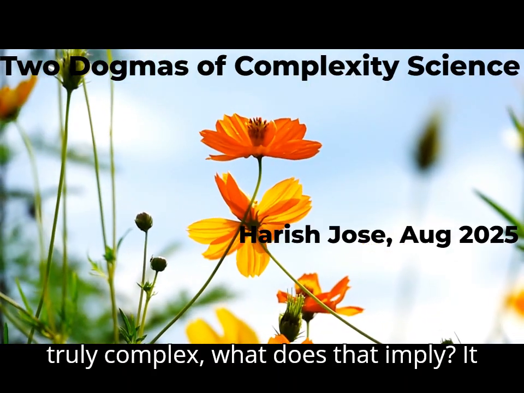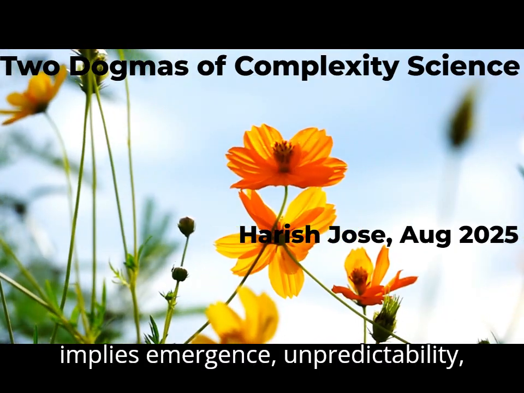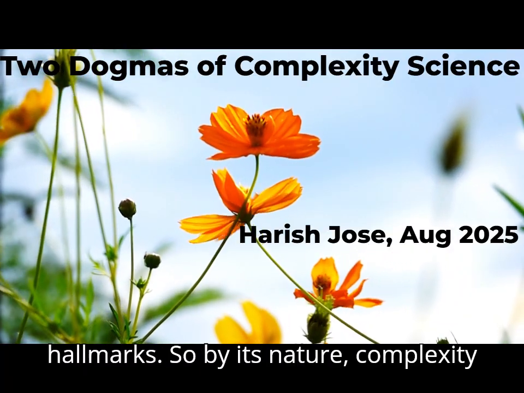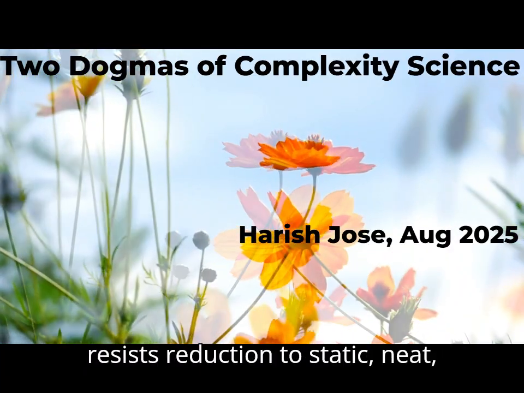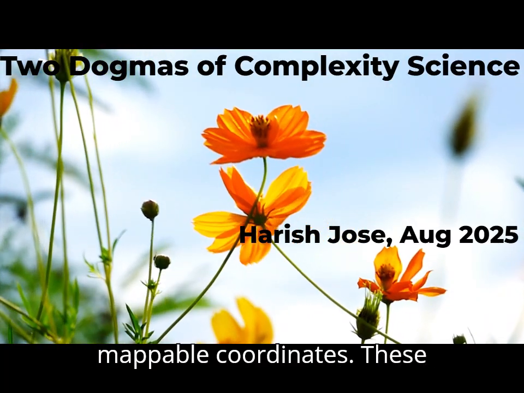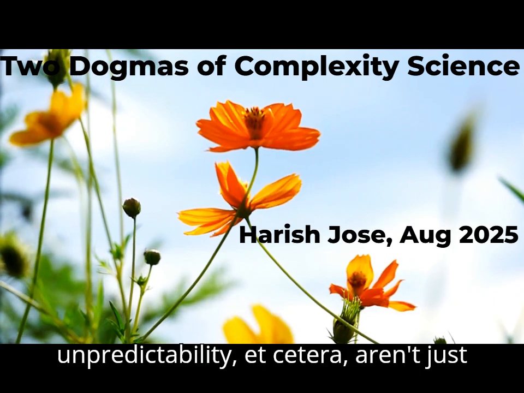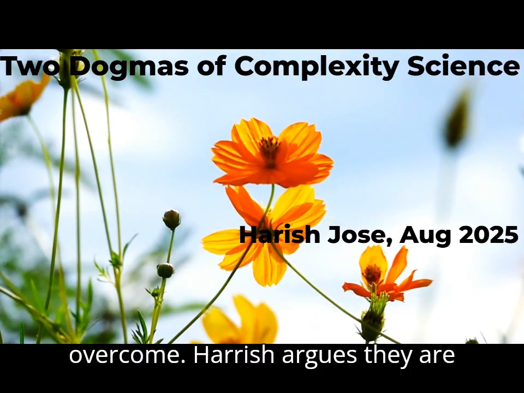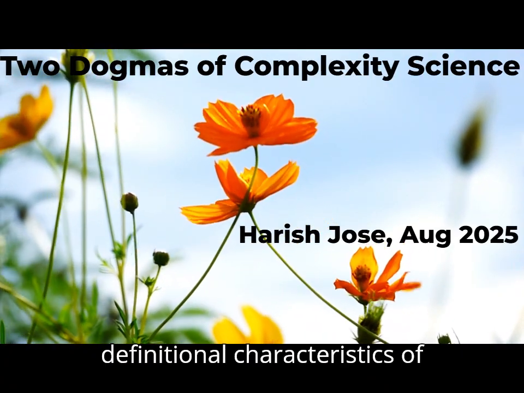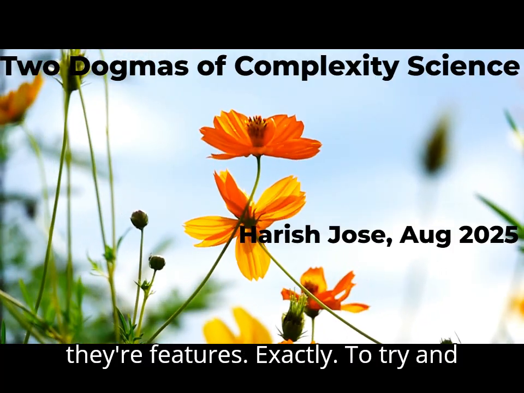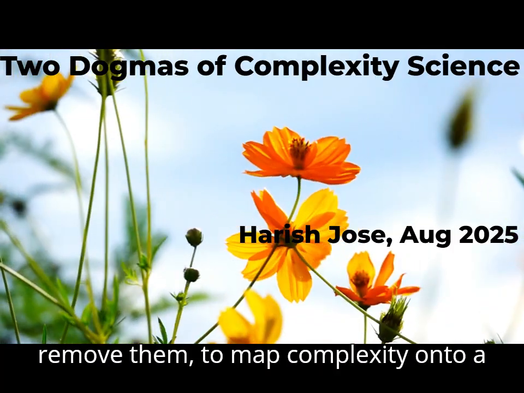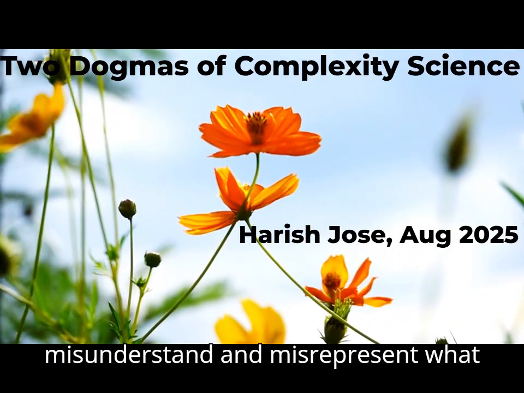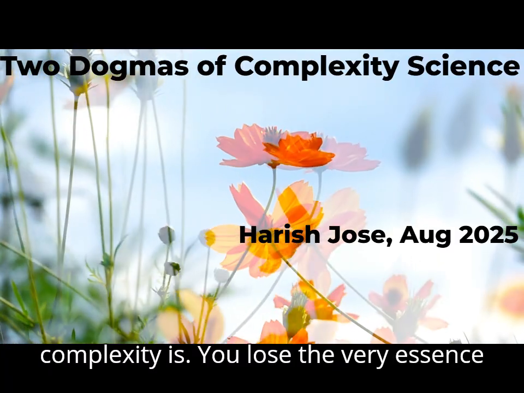Well, if something is truly complex, what does that imply? It implies emergence, unpredictability, context sensitivity, observer dependence, nonlinearity. Right. Those are the hallmarks. So by its nature, complexity resists reduction to static, neat, mappable coordinates. These characteristics, emergence, unpredictability, etc., aren't just annoying side effects that better measurement tools might eventually overcome. Harris argues they are definitional characteristics of complexity itself. They're not bugs, they're features. Exactly. To try and remove them, to map complexity onto a simple static chart is to fundamentally misunderstand and misrepresent what complexity is. You lose the very essence of it.